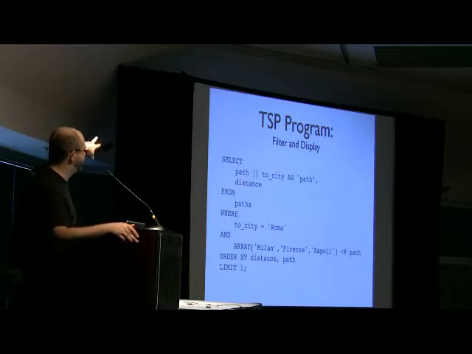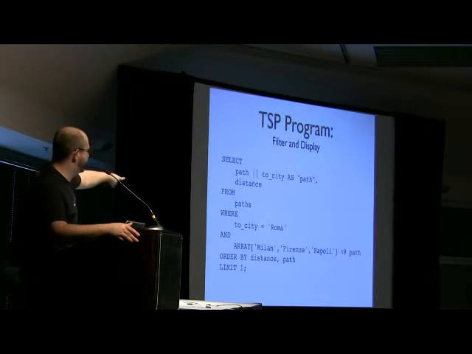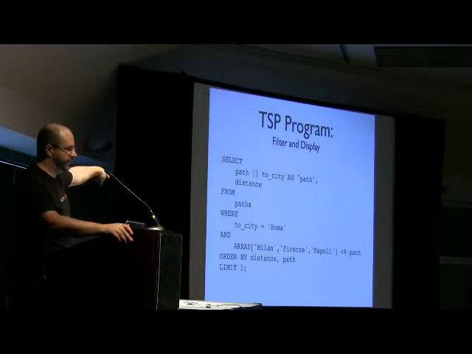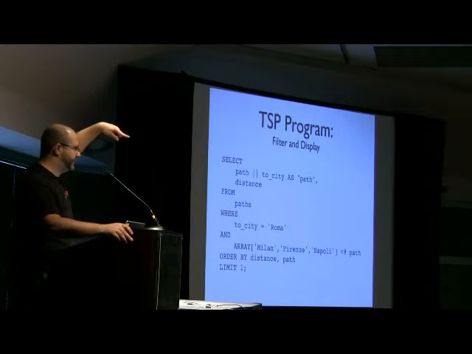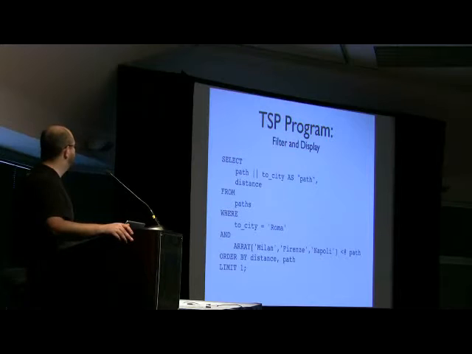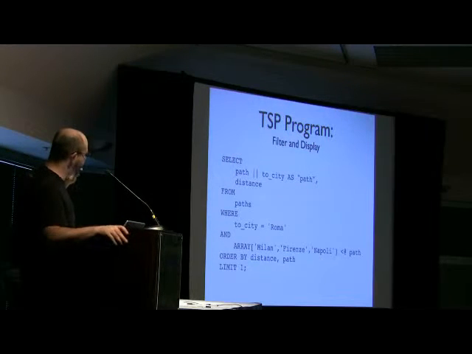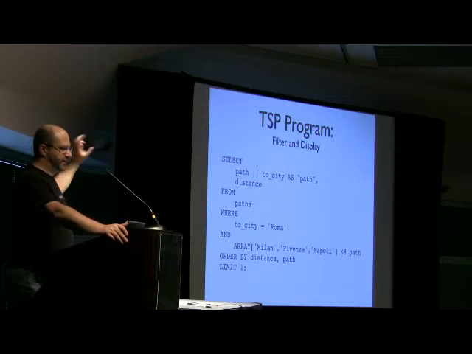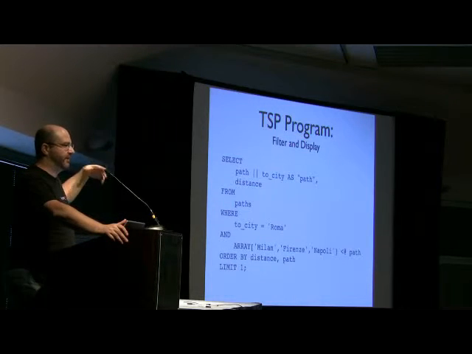Okay, so we're going to find the path. We need the to city. That's the end of the cycle. It needs to be Rome 2. Then we order by distance and path, and we do this so that the result will come out any time.